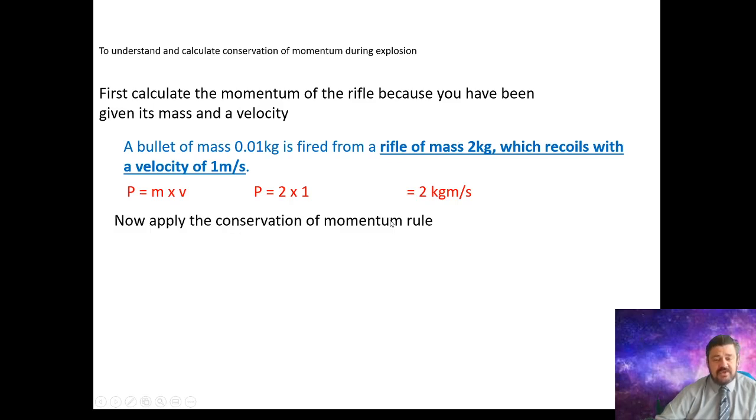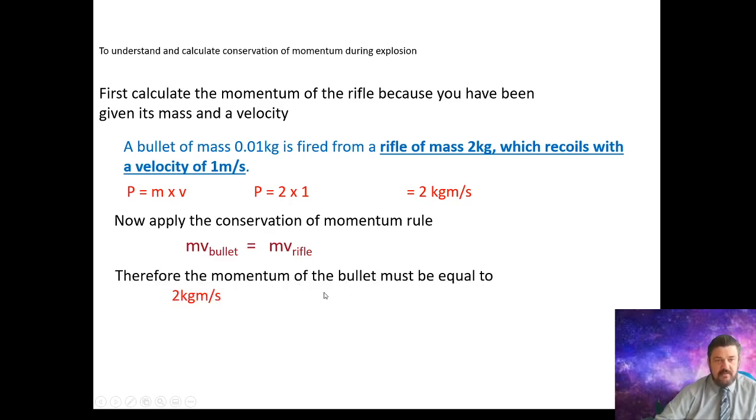What happens on one side must happen on the other. So let's apply the rule of conservation of momentum. Momentum of the rifle has to equal the momentum of the bullet. All we've done here is we've expanded it, m times v, m times v, what's called substitution in our equations. So therefore, the momentum of the bullet must be equal to 2 kilograms meters per second, the same as for the rifle. This side has got to equal 2 kilograms meters per second.